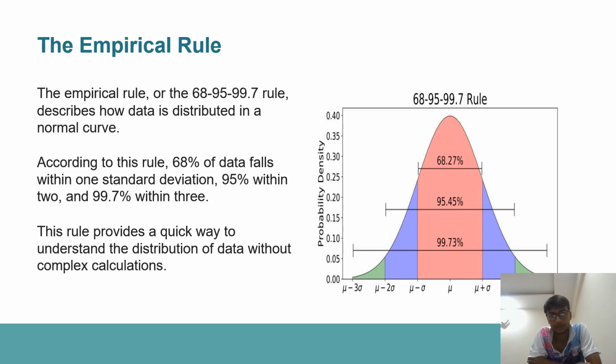The empirical rule. The empirical rule, or the 68, 95, 99.7 rule, describes how data is distributed in a normal curve. According to this rule, 68% of data falls within one standard deviation, 95% within two, and 99.7% within three. These rules provide a quick way to understand the distribution of data without complex calculation of probability density. Here is an example of the 68, 95, and 99.7 rule. We can see that 99.73% covers the largest area under the curve, followed by 95.45% and 68.27%.